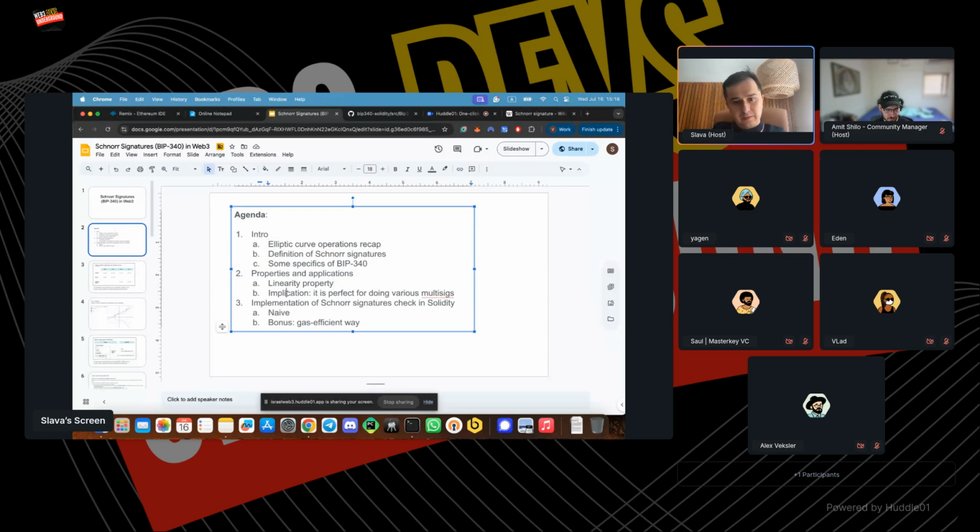And the last section of this lecture will be the Solidity implementation of Schnorr signature checks. There are two ways to implement it. One is naive, where we just use the formulas of Schnorr signatures and implement them in Solidity. We will see that this is super inefficient in terms of gas, so the gas cost is really super high for that. We will also cover the second way, how to implement Schnorr signature checks through the ecrecover precompile. And this ecrecover is much, much cheaper in terms of gas.